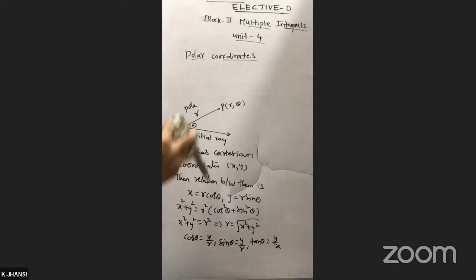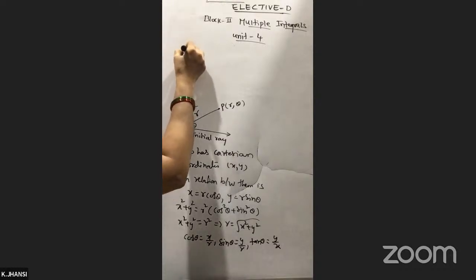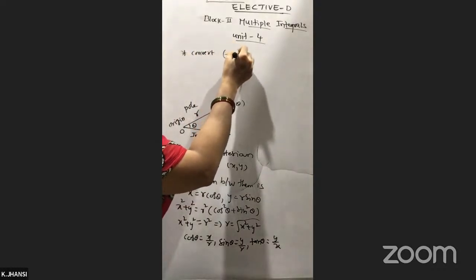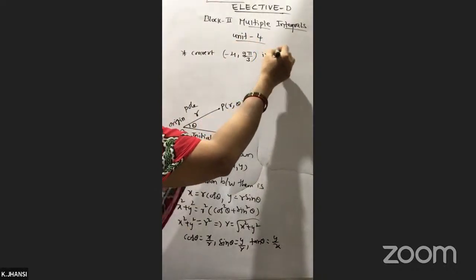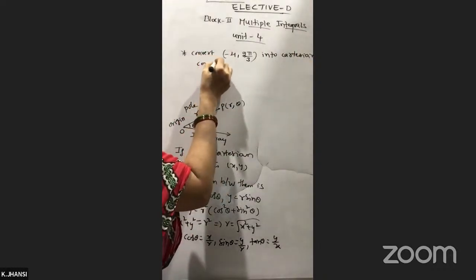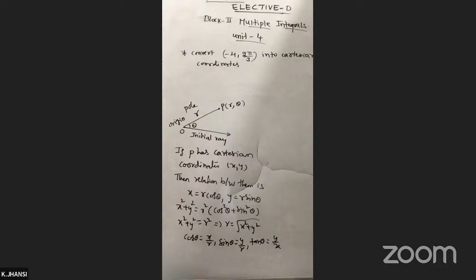So one problem we are seeing: convert minus 4 comma 2 pi by 3 into Cartesian coordinates. That means in the given question, the coordinates are polar coordinates. That is, the r value is minus 4 and the theta value is 2 pi by 3. So we need to find the values of x and y.